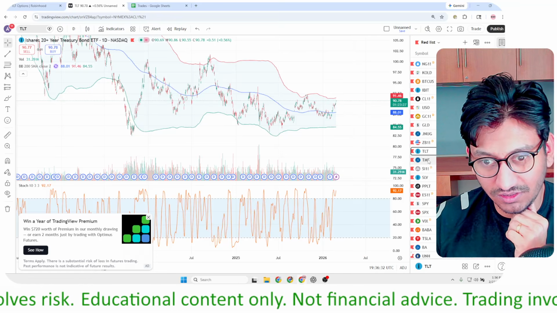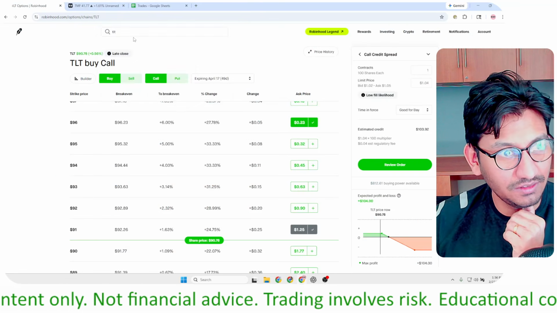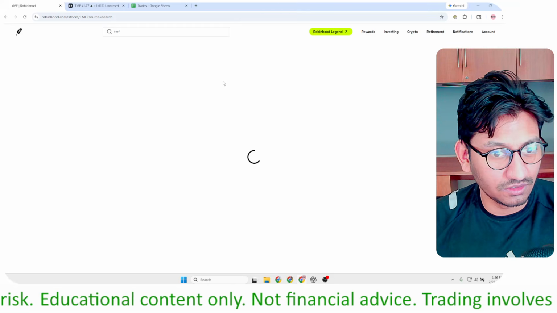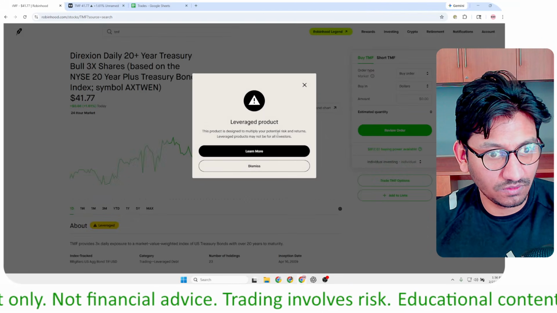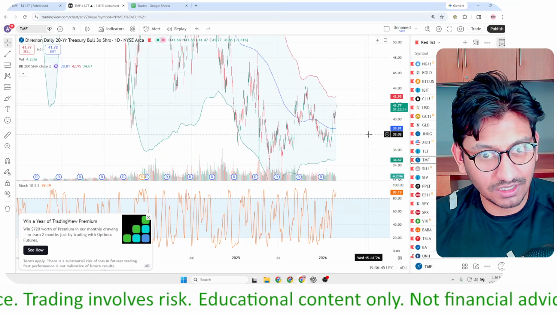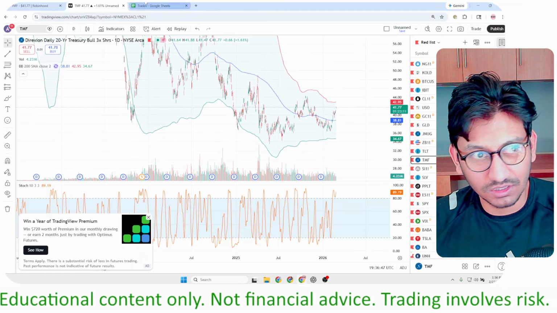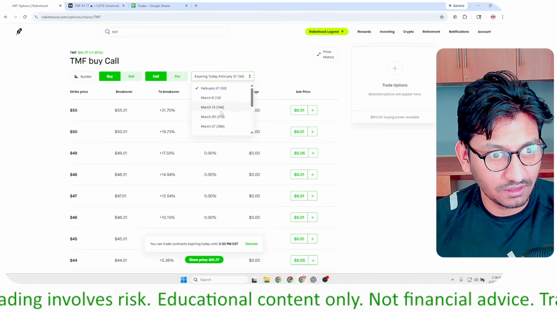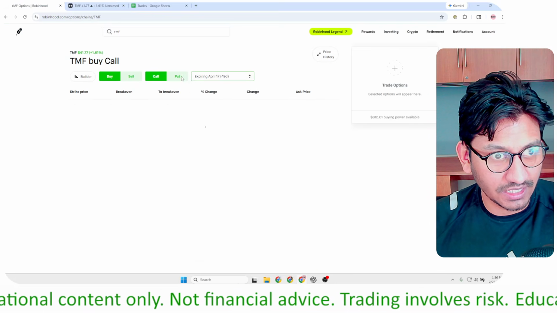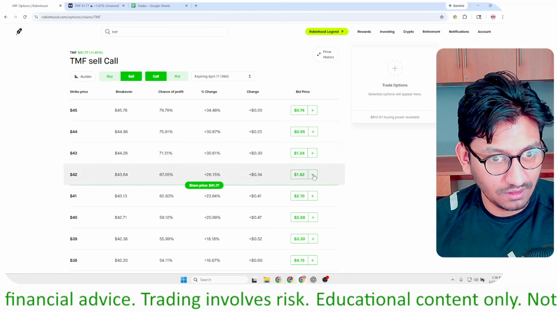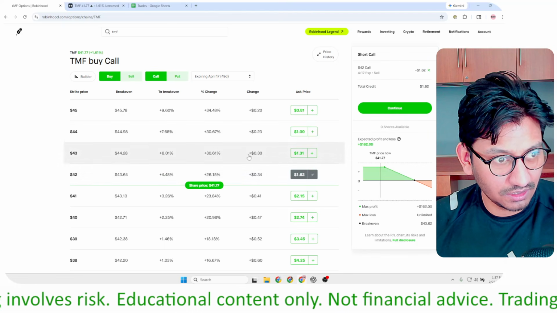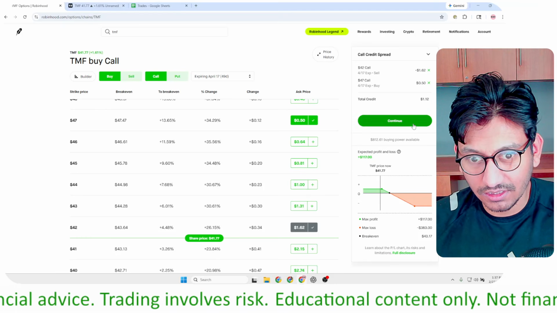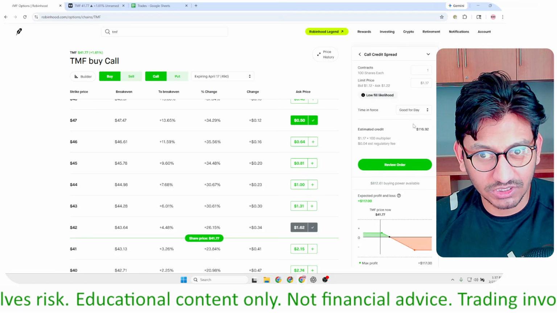So let's move on. TMF. Let's see. Is TMF offering me anything? It's also following a similar trajectory as bond, ZB. So if I trade options there, let's go to 49 days, sell call. It looks like a better amount of credit that it's offering. A little bit better, not much, 117.